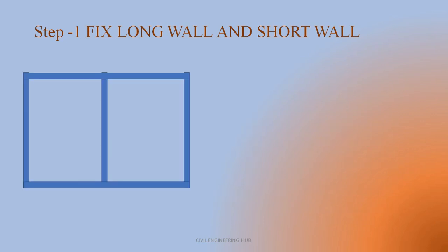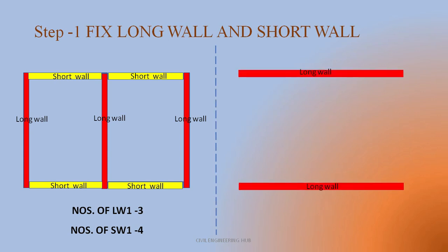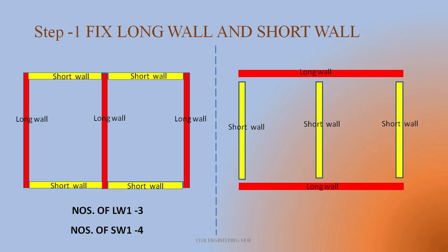Let us see another example. Say for this structure we have divided vertical wall as a long wall and horizontal wall as a short wall. Now if we want to divide horizontal wall as a long wall and vertical wall as a short wall, what can happen, or what will be the difference? So now here we have number of long walls 3, number of short walls 4. Now if we take horizontal wall as a long wall and vertical wall as a short wall, you will have 2 numbers of long walls and 3 numbers of short walls.